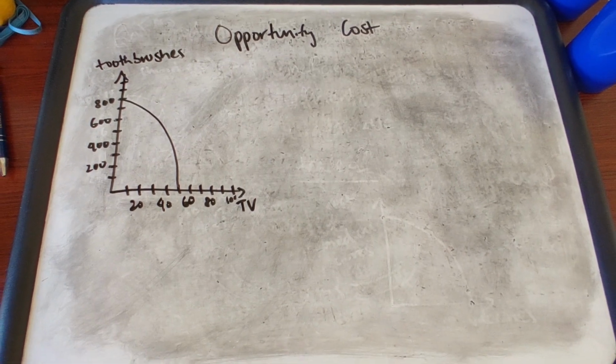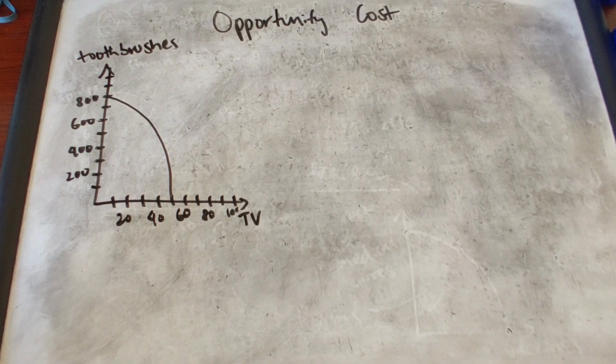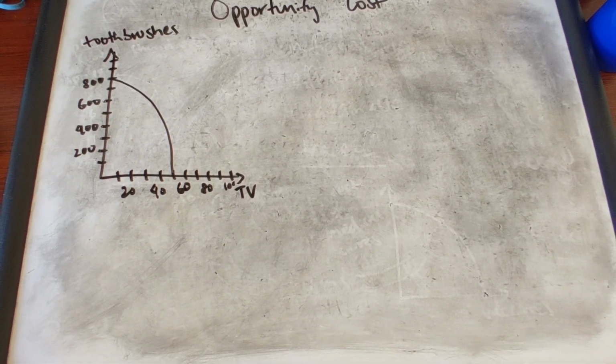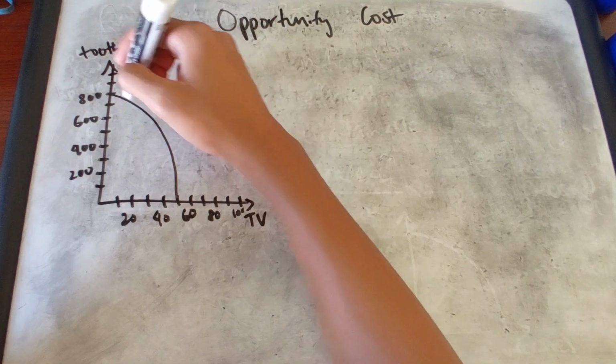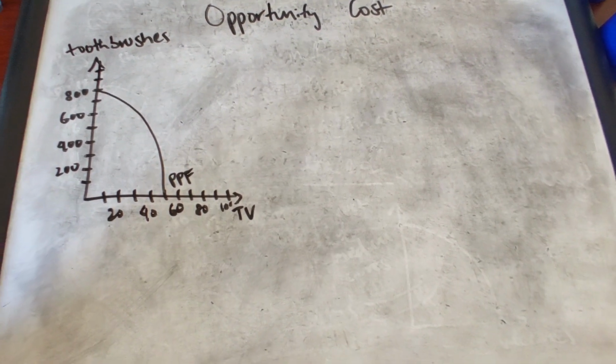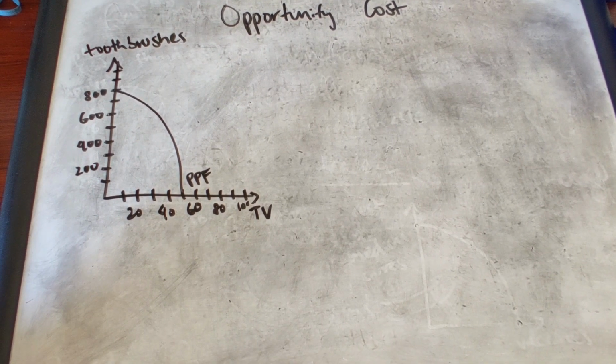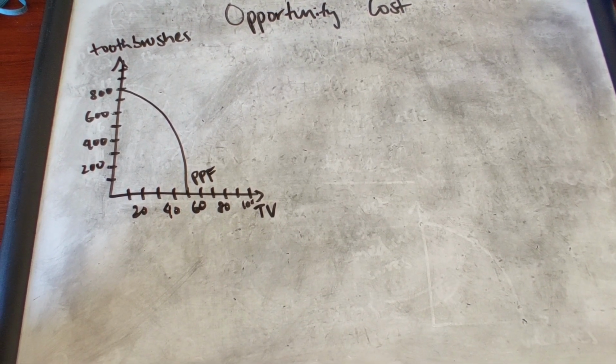In this video, we're going to be going over the opportunity cost. So we have an example over here. Let's say this company could make either TVs or toothbrushes. On this curve, this PPF curve, this production possibility frontier curve, this shows all the possible ways that they could distribute their resources most efficiently.